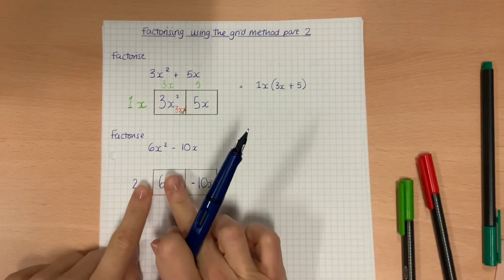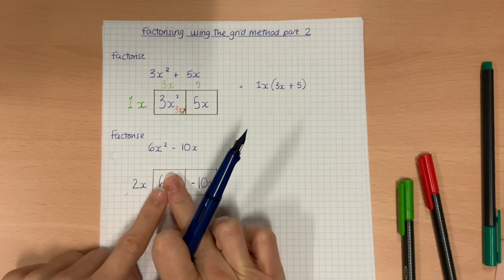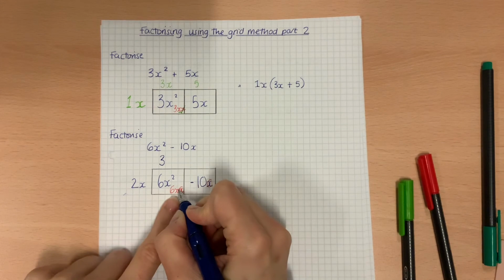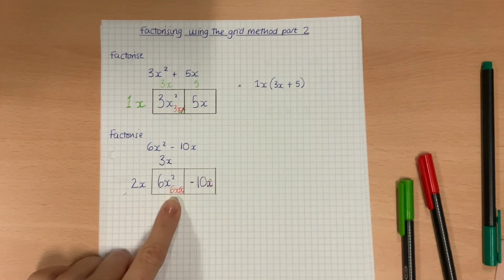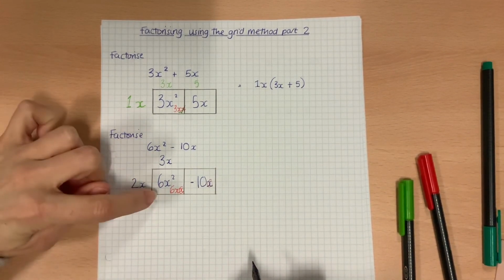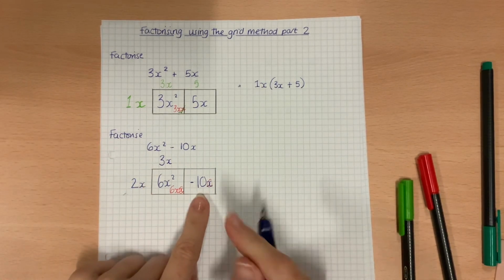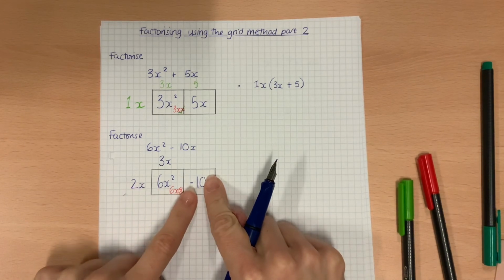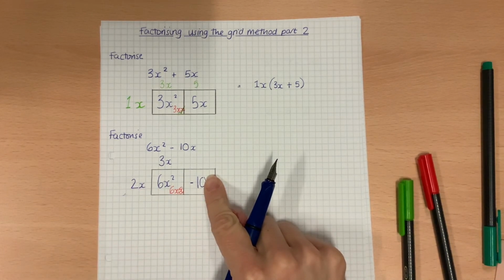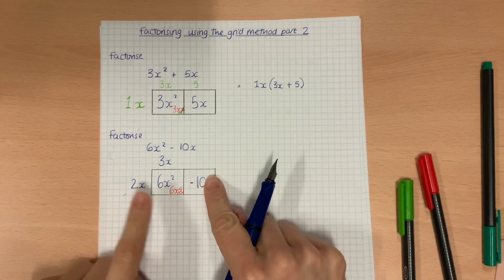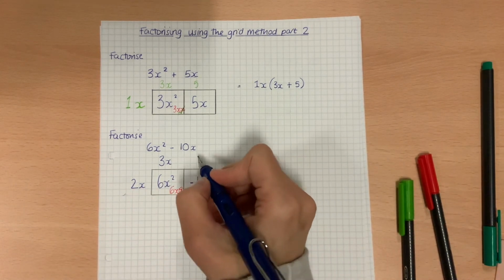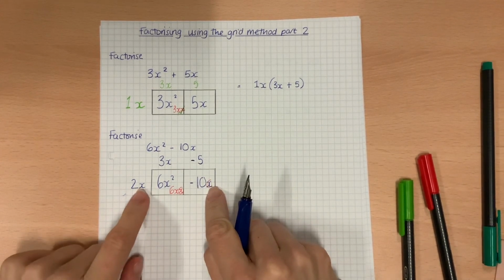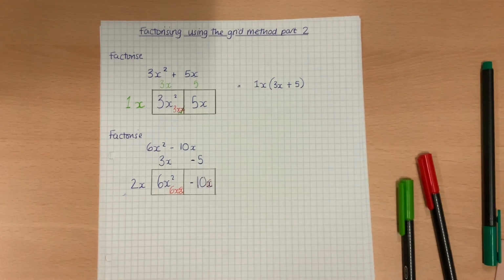Let's ignore that part. What would I multiply 2 by to get 6? 3. I've already got 1x, but I need another one, so I'd put that there. So 2x times 3x makes 6x squared. The next part, let's ignore the x. What do I multiply 2 by to get negative 10? This is where you need to bring in the negative part. Negative 5. I've already got my x as the common factor, so I don't need to put anything there.